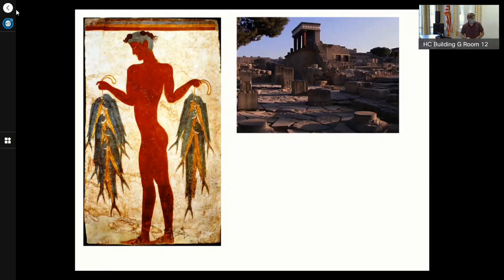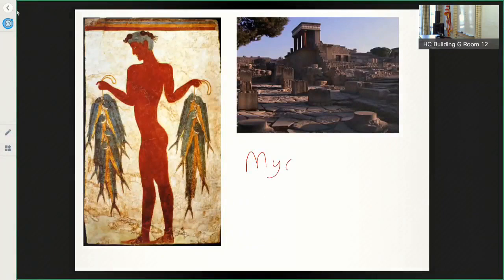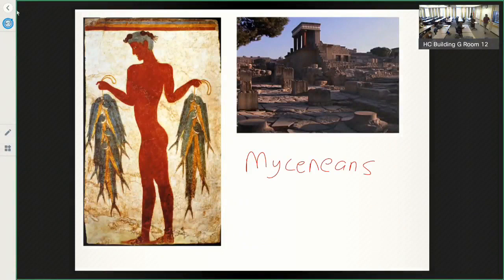A second group of people, and I'll just write it here, this isn't them, are the Mycenaeans. And the Mycenaeans actually lived on the Greek mainland. These were the ancestors to the Greeks themselves. We don't really consider them Greek, but they're Greek-ish. I'm sorry, you said they what? Mycenaeans. They lived on the Greek mainland. And they're not Greek, but obviously they are the ancestors of the Greeks.